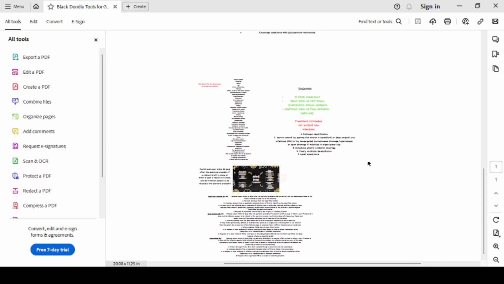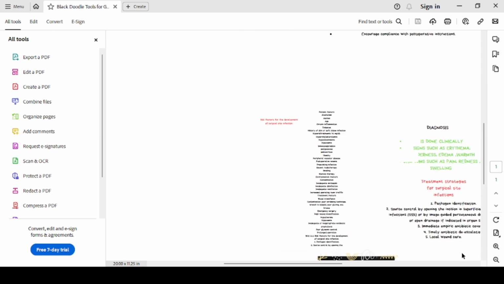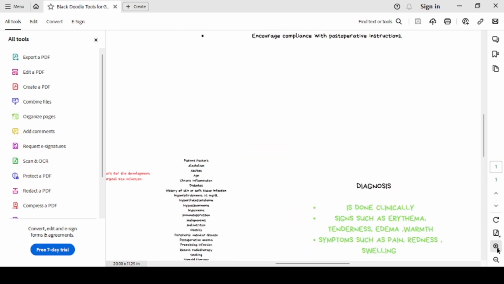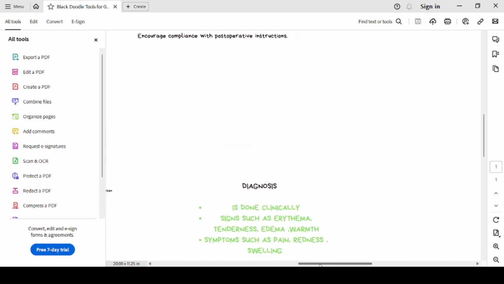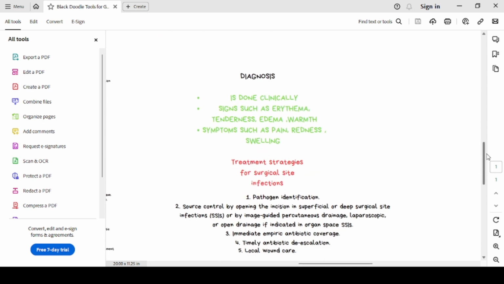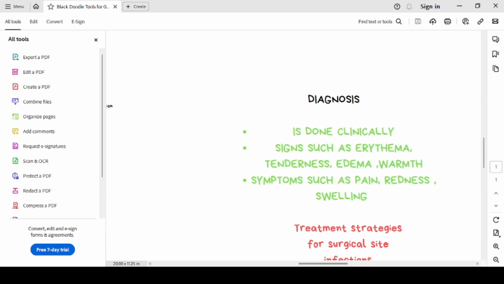Now we're going to discuss the diagnosis and the treatment. I'm zooming in onto this whiteboard that I made for you guys. The diagnosis is done clinically. Surgical site infection we diagnose clinically, with the help of signs and symptoms that you see in your patient.